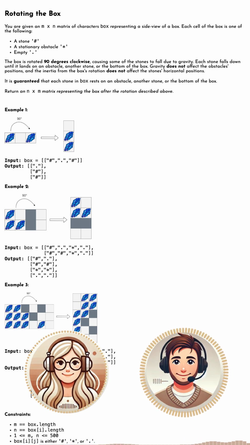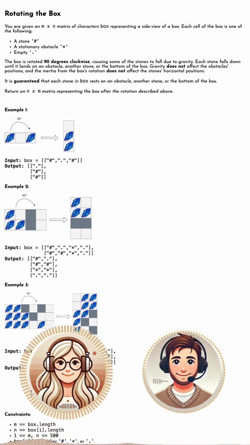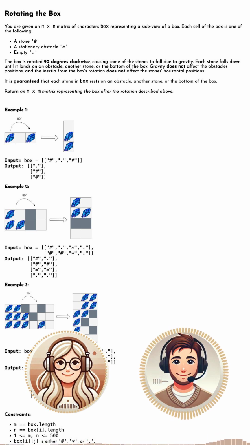It's represented as a grid, and we're going to mark empty spaces with a period, stones with a hashtag, and unmovable obstacles as an asterisk. Okay, and then imagine we're rotating this whole box 90 degrees clockwise, and those stones, unless there's an obstacle in the way, are naturally going to fall to the bottom due to gravity. Okay, so I'm picturing this in my mind. So our task is to figure out the final arrangement of all these elements after we rotate it and after gravity does its work.